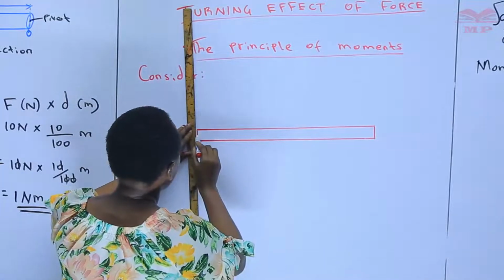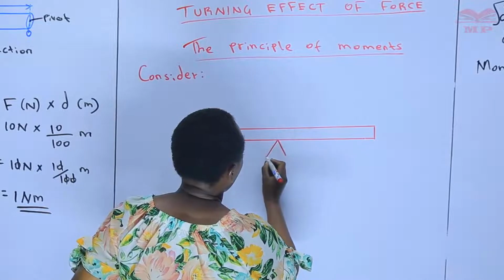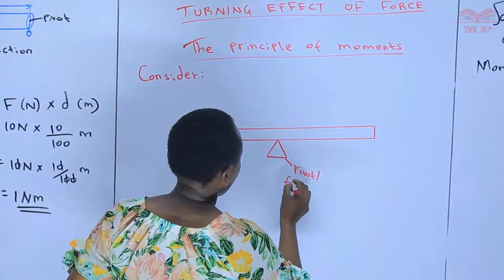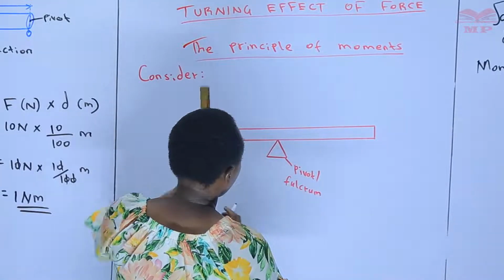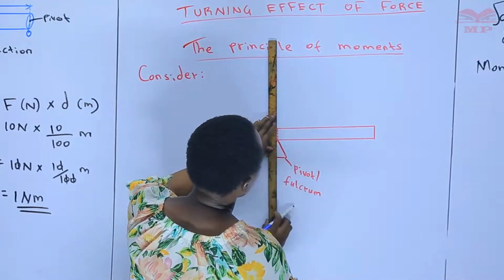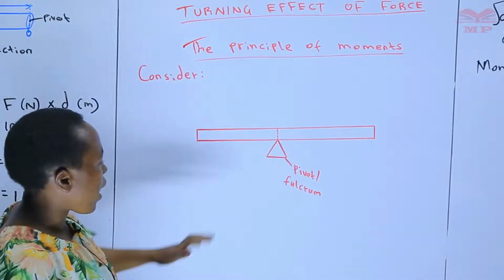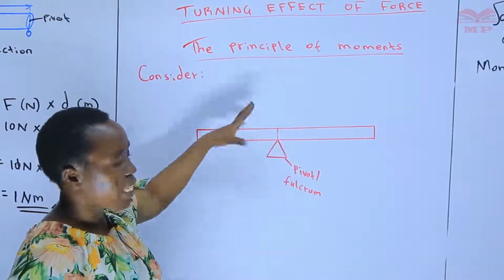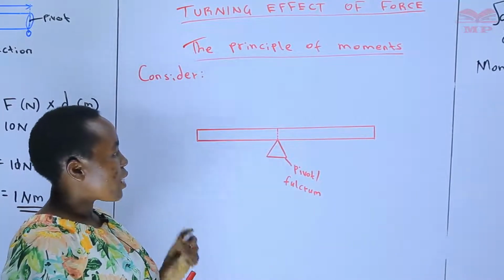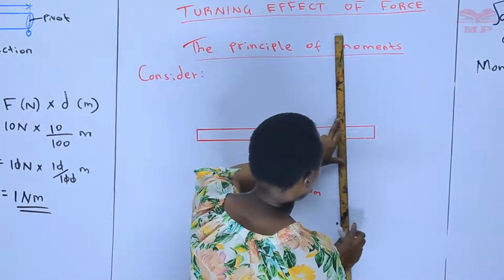So here we consider this bar. There is a fixed point here. This is our pivot, or what we are calling the fulcrum, at this point here. So this is what we have. Now, we want to apply forces on all sides of this bar here. Now, we can start with a force at this point here.